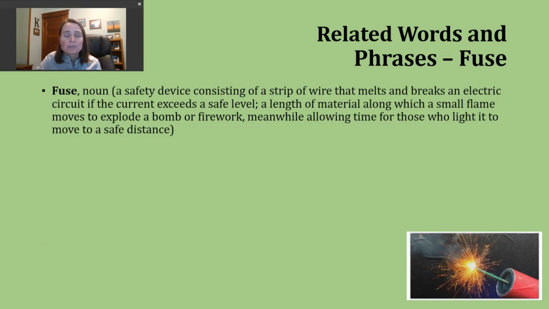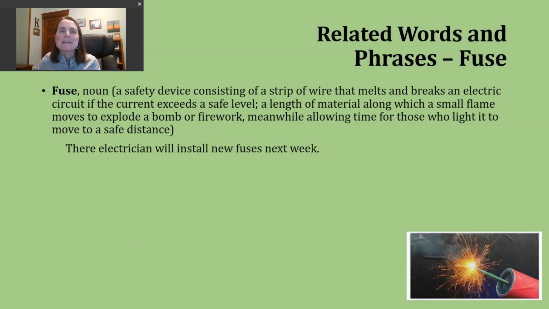So the first way to use it is back to that, I would say, closer to that fourth definition of our verb, where we were talking about something an electrician might use. So this would be a safety device that consists of a strip of wire that melts and breaks an electric circuit if the current exceeds a safe level. Again, I am not a trained electrician, so my explanation is probably not going to be super helpful.